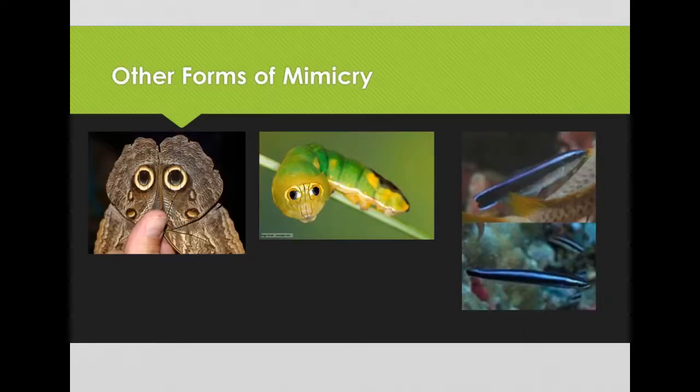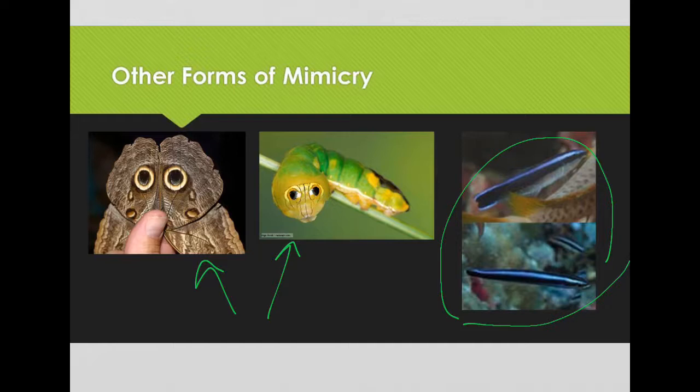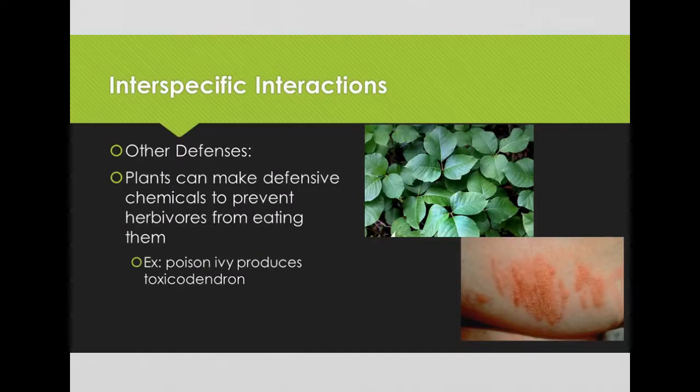Other forms of mimicry, these organisms, a moth and a caterpillar, are not mimicking something that's poisonous, but they are mimicking just other organisms that might be larger, so that something doesn't go after them. There's also a specific fish that mimics a cleaner fish, but it doesn't actually clean. It then becomes a predator, which is sort of interesting.